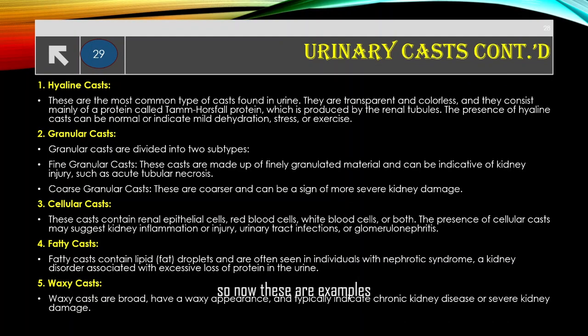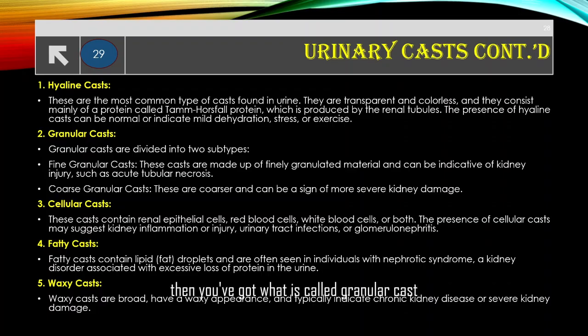Let's move on. So now these are examples. I've already alluded to each one of these components. Hyaline casts, we've said, are the most common type of casts that are found in the urine. They are transparent in nature and colorless, and they consist mainly of the protein called Tamm-Horsfall protein, which is produced by the renal tubules. The presence of hyaline casts can be normal or indicate mild dehydration, stress, or exercise, because remember, it's just the kidney cells that produce the hyaline cast, and these are the commonest.